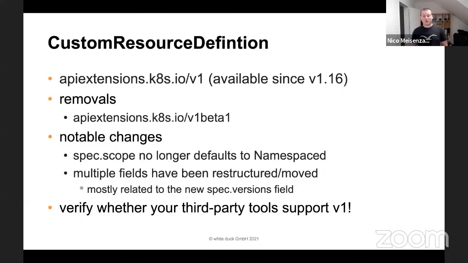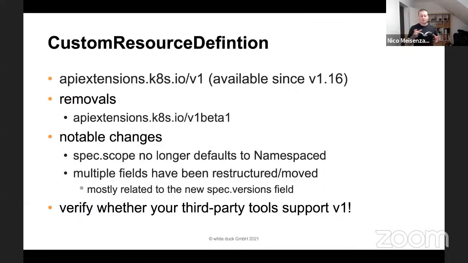There are some smaller changes. So basically, the scope no longer defaults to namespace. So you really have to decide if it's a namespaced custom resource definition or a cluster-wide custom resource definition. So there's no default anymore. And there were also some restructures in the spec version field. So they restructured a bit here.